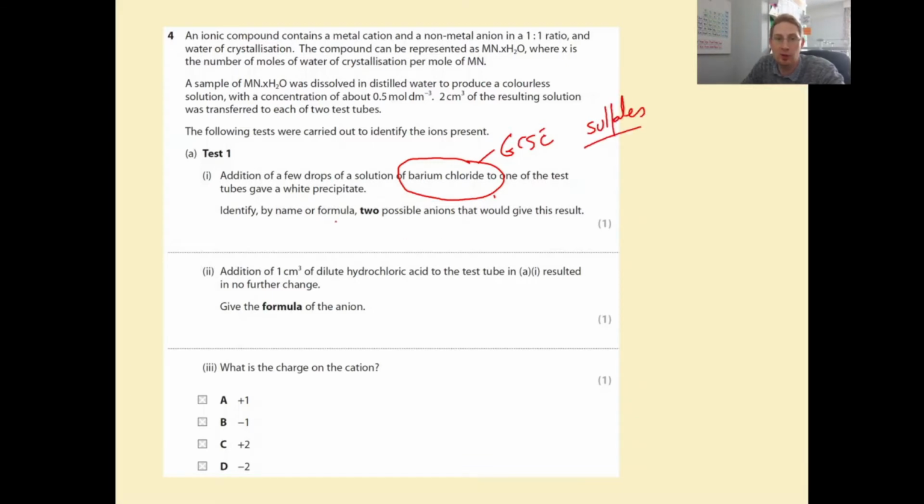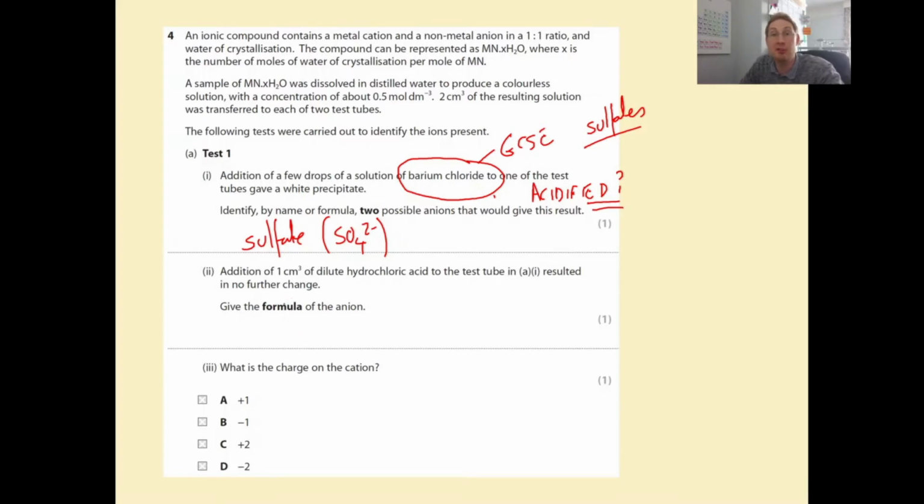So one of the anions, name or formula, is the sulfate. If you are going for the actual formula, you must get it right, SO4 2-. Now, why do we acidify this? That's because actually there are other anions that will give you a precipitate with barium chloride.